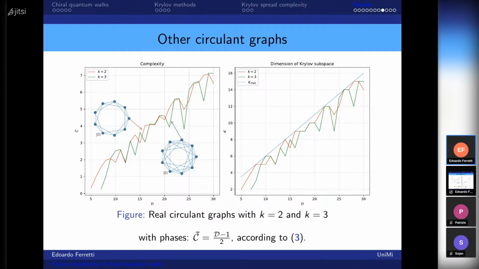We always have this result, (d minus 1) over 2, because again, the effect of the phase, now we have two independent phases, is to break all the degeneracies of the Hamiltonian. So the spectrum of the Hamiltonian becomes non-degenerate, so the basis of eigenstates is unique. And once again, an initially localized state, 0 here is the initial state, is always maximally spread on the basis of eigenstates.